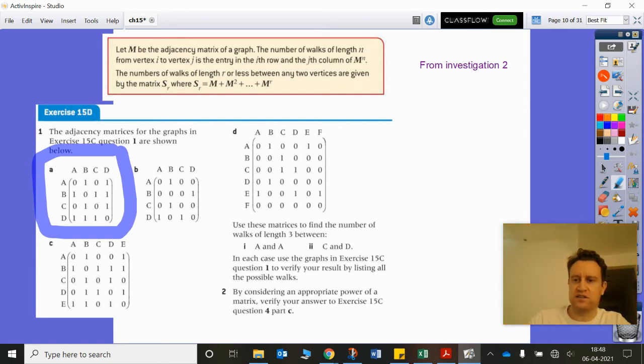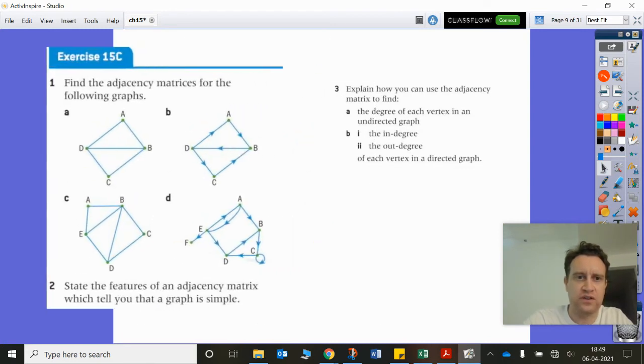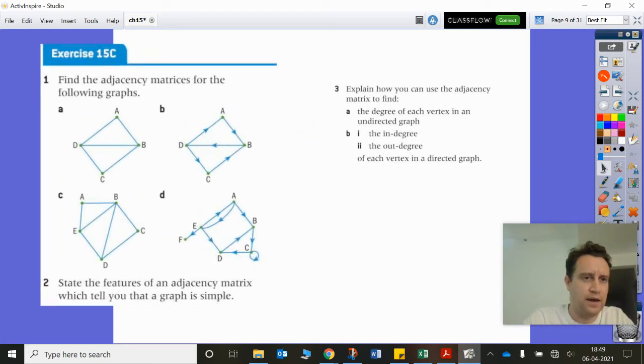So that's telling us that from A to A we have 2 walks of length 3. We could list them if we wanted to, and try to figure out what they were. But if we were going to do that, we would need to go back to the graph. You would need to really turn that into a graph. Now, these graphs come from 15C question 1, so let's just check that. For 15C question 1, the number of walks of length 3 from A to A was 2.